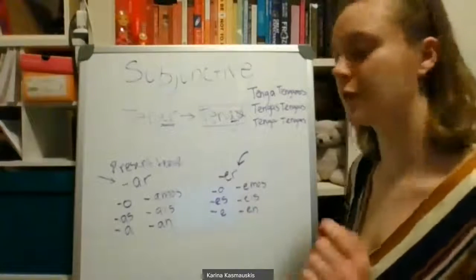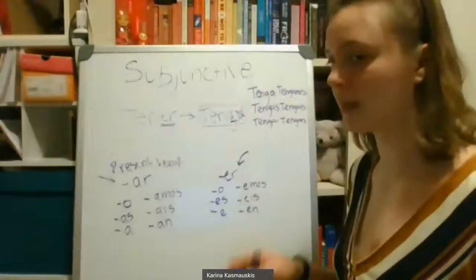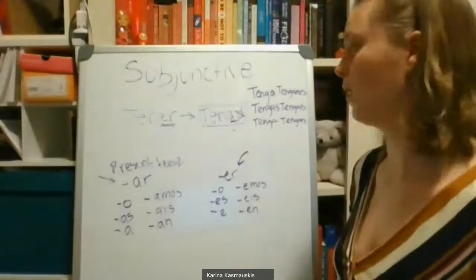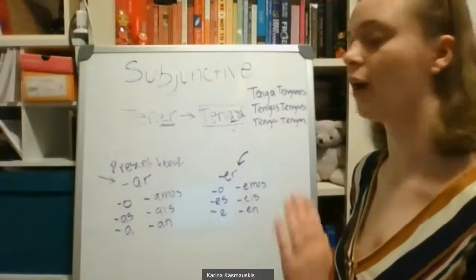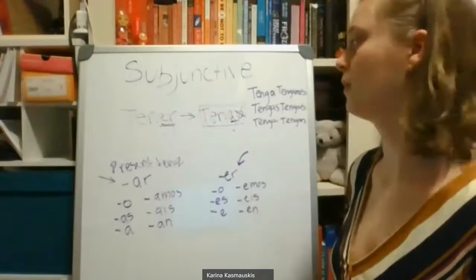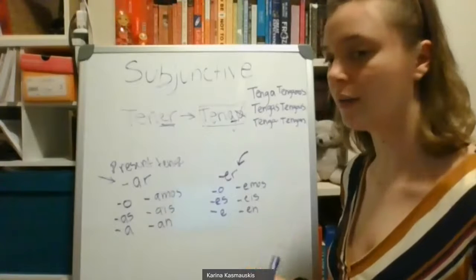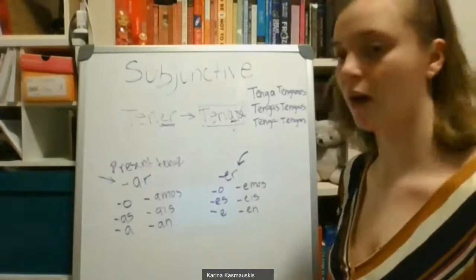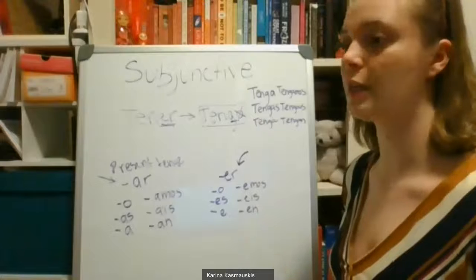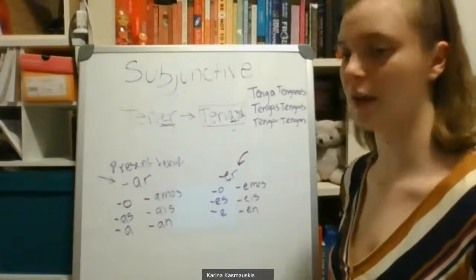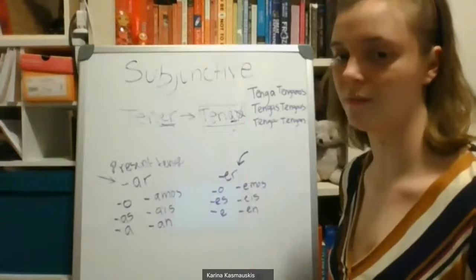So remember, first step, conjugate the present tense yo form of the verb, then take off the O, and then if it's an AR ending verb, add on ER endings. And if it's an ER ending verb, add on AR endings. And there you have it.